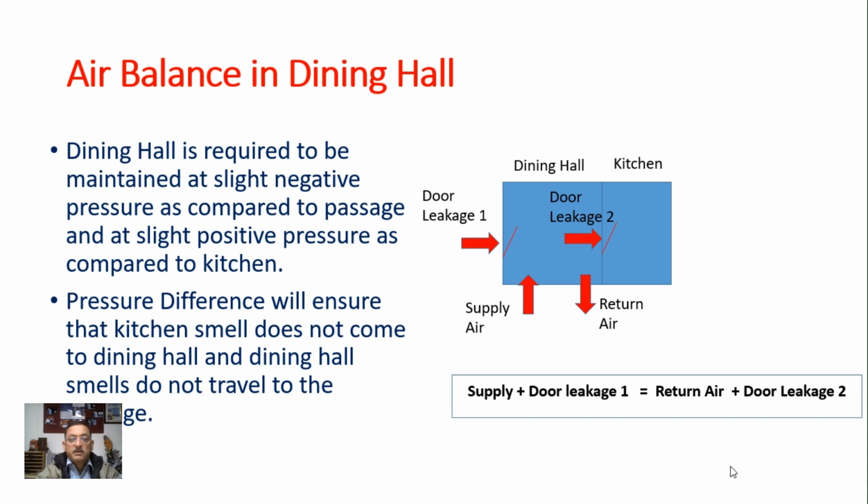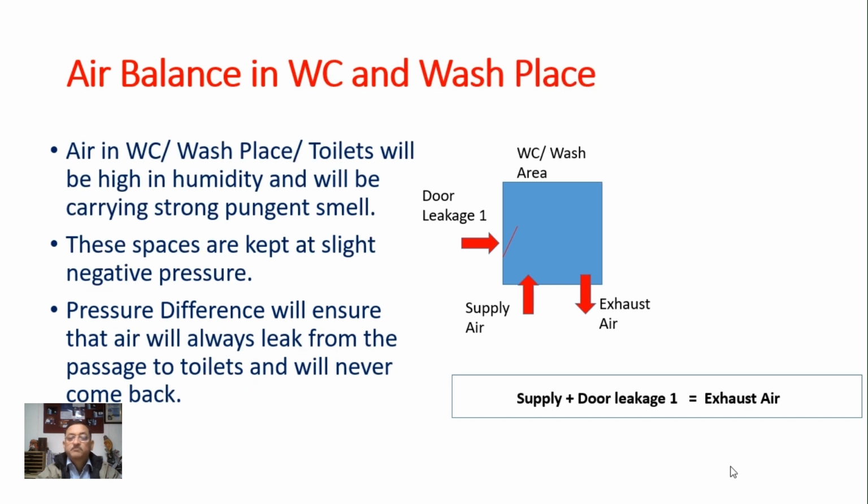So that the air comes from the passage to the dining hall, and then from the dining hall it should go to the kitchen. The pressure difference will ensure that smell does not come to the dining hall and dining hall smells do not travel to the passage. We can see the supply air that is coming in plus the door leakage should be equal to return air plus door leakage that is going to the kitchen.